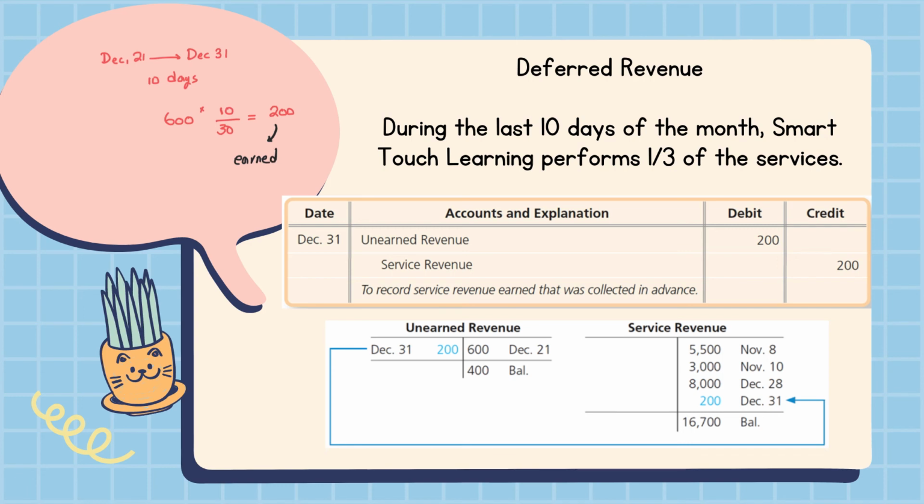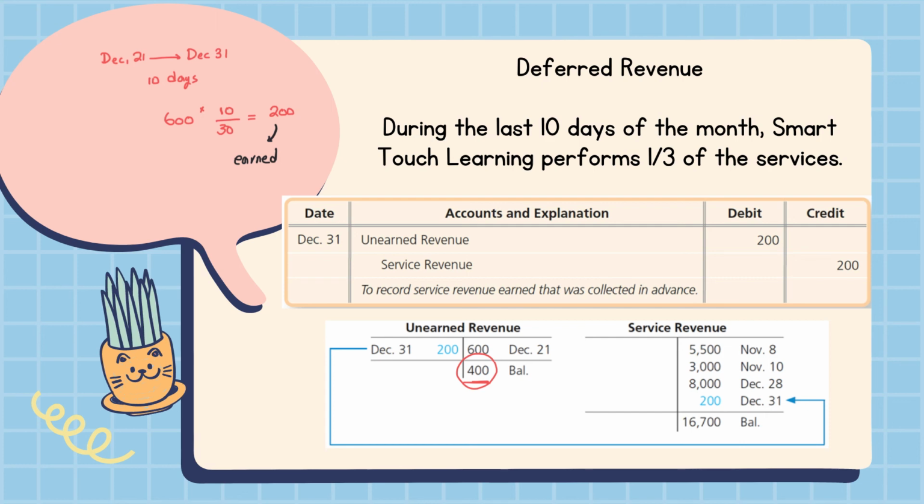So what shall I do? I need to decrease the liability account. I recorded 600 in the credit side for the unearned revenue, and this is the liability account. Now I provided the service for 10 days, so I need to decrease this account by 200, the amount earned. So I still have 400. I need to provide the e-learning services for this law firm for the next 20 days. And the amount will be 400.